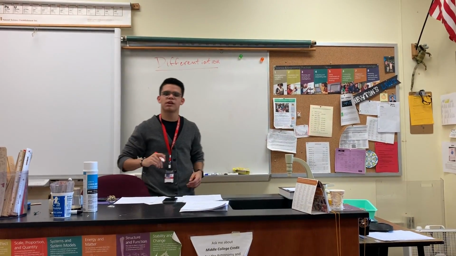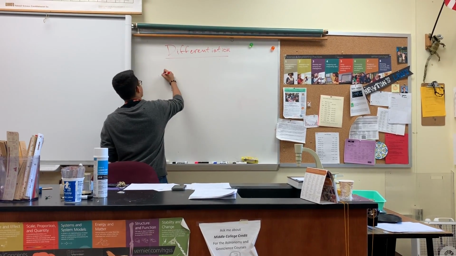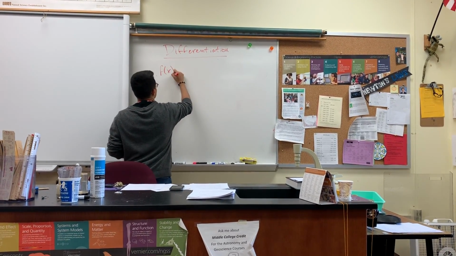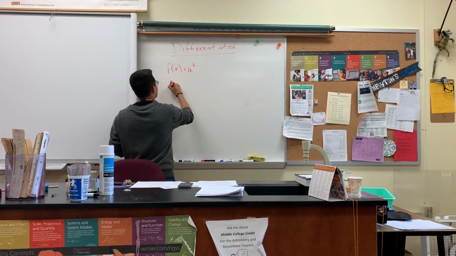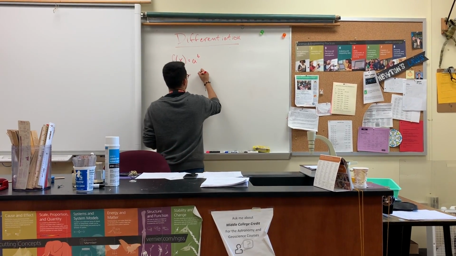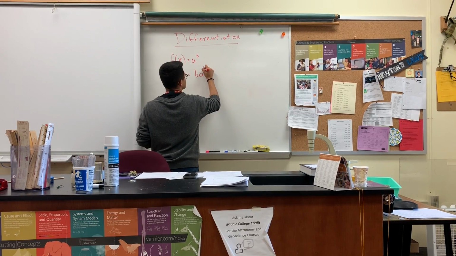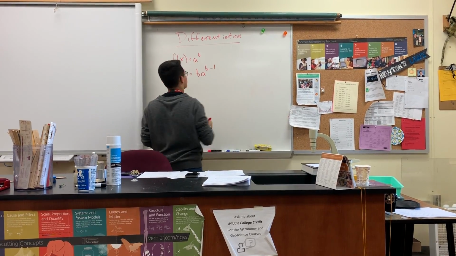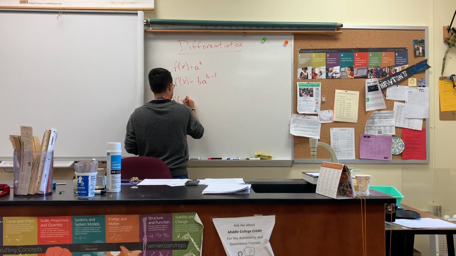All right, class, today we're going to be learning differentiation by means of the power rule. So let's take, for example, f of x equals a to the b. Now f prime of x, the derivative of f of x, is equal to b times a raised to the b minus 1. Okay? Andrew, I'm going to ask you to come up here to solve this for me.